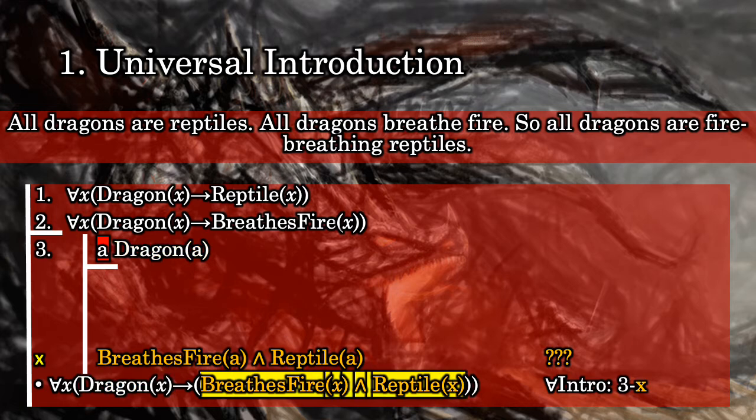Furthermore, I have a very general structure for my proof already in place simply by recognizing that I'm going to do a universal introduction. I know that this subproof that starts on line 3 has to end with A breathes fire and A is a reptile, because that's the consequent of the conditional that I want to prove. And from there I know my very next step is going to be universal introduction, where the subproof starts on line 3 and ends with what I'm calling line x, which is wherever I manage to derive A breathes fire and A is a reptile.